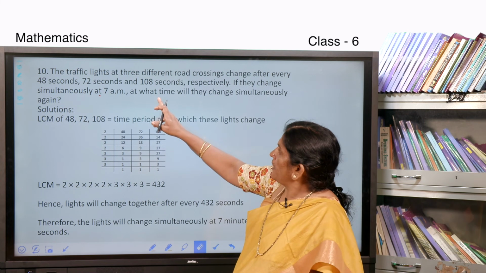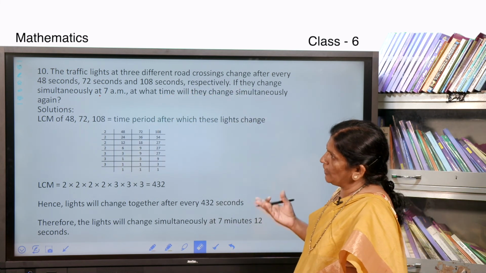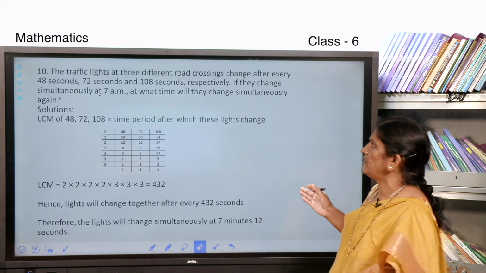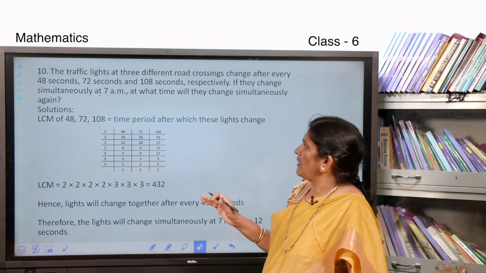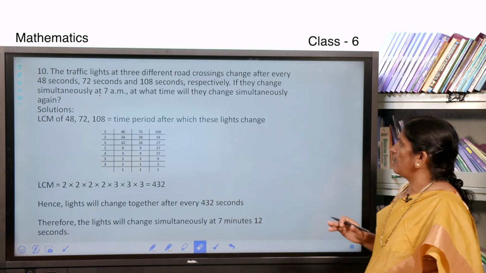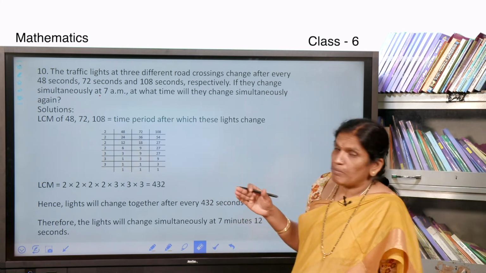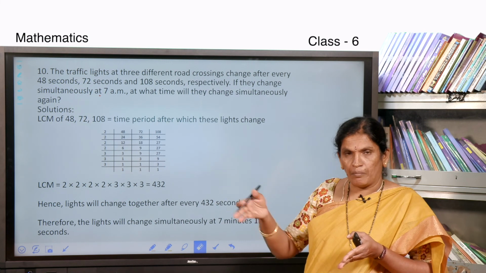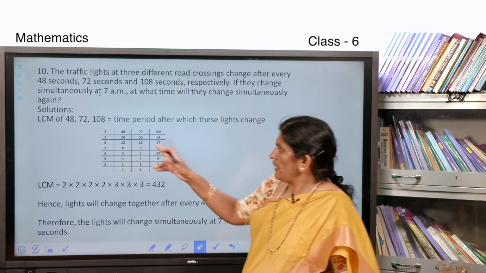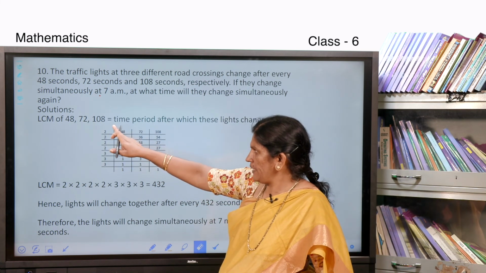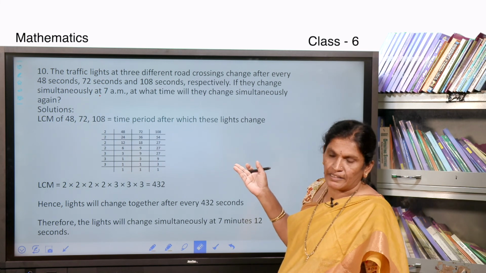The traffic lights at 3 different road crossings change after every 48 seconds, 72 seconds and 108 seconds respectively. If they change simultaneously at 7 am, at what time will they change simultaneously again? Here simultaneously means all the 3 come at a time. So, we need to find the LCM here. So, LCM of 48, 72 and 108 is equal to the time period after which these lights change together.